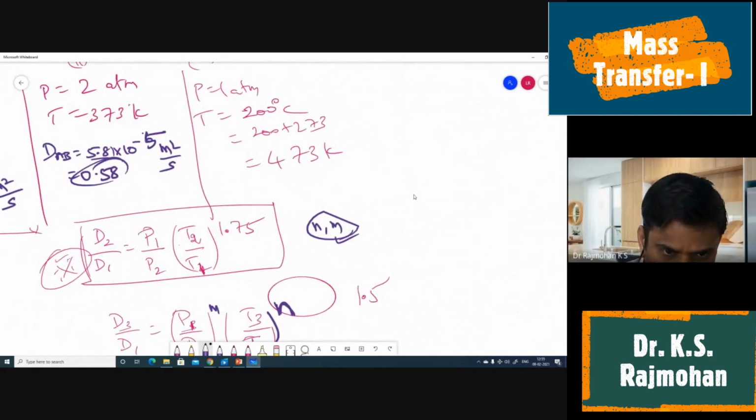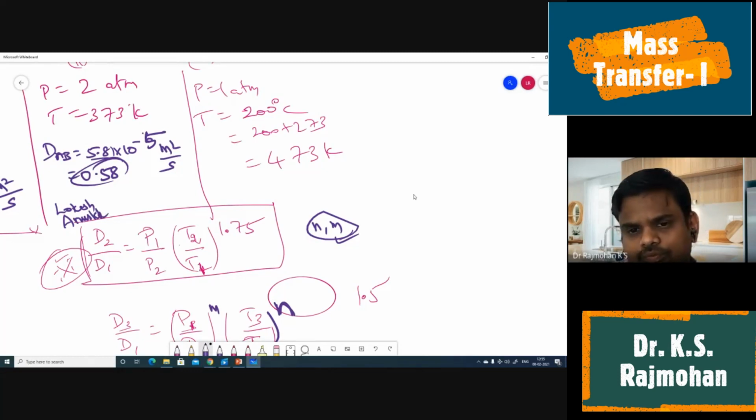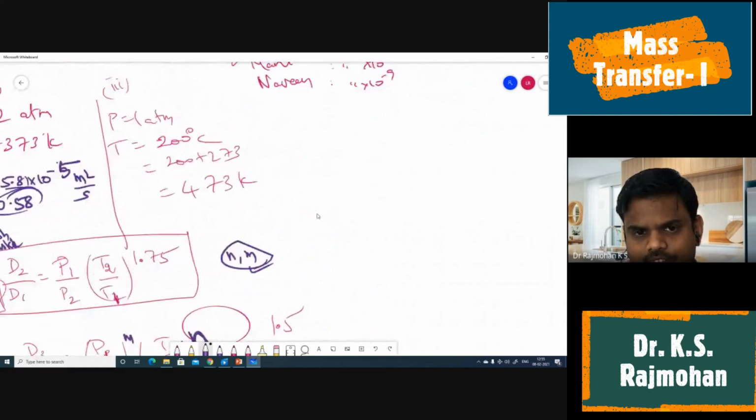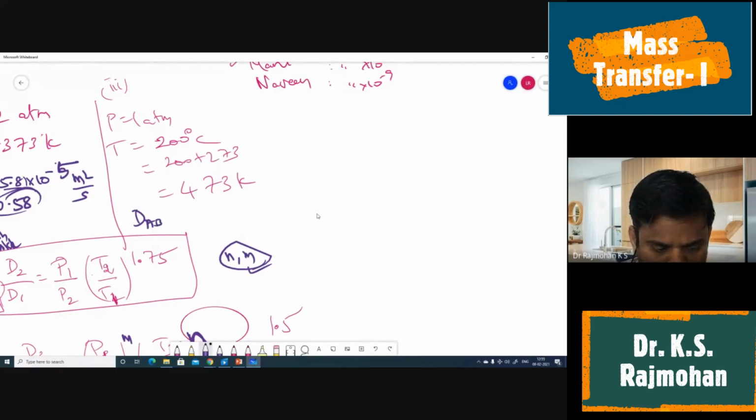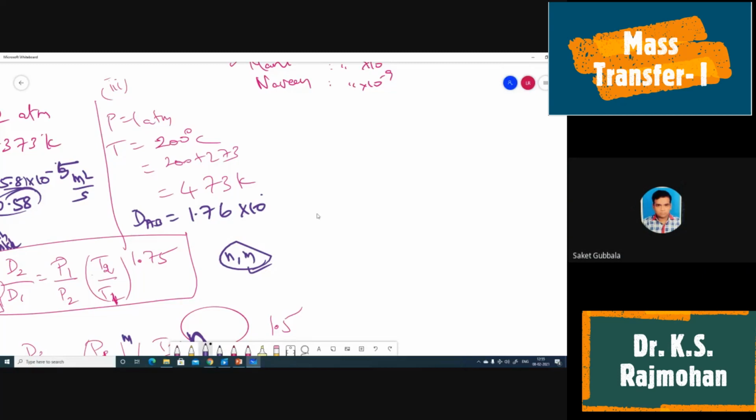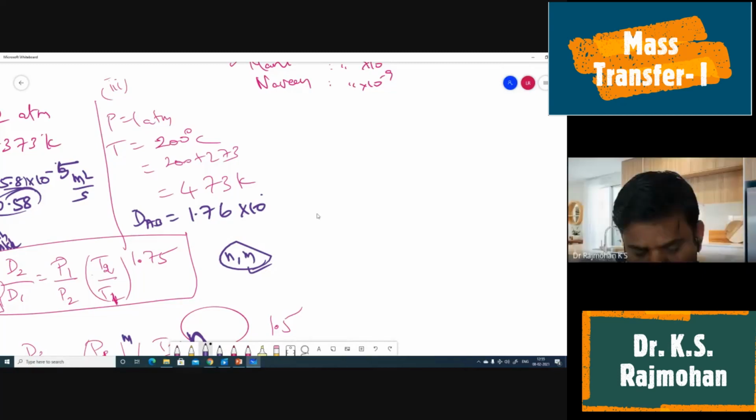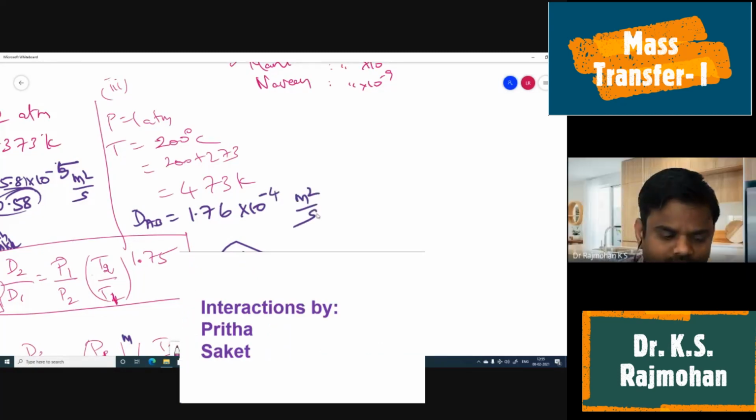Lokesh and Anushka. Okay, third case: 1.76 into 10 to the power minus 4. It can be written as 1.76 into 10 to the power minus 4 meter square per second. Yes, sir.